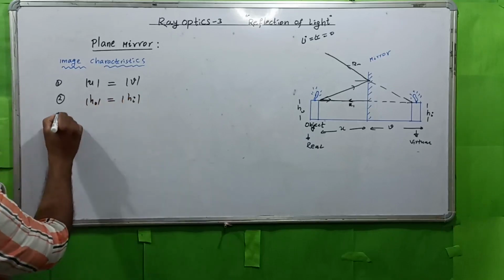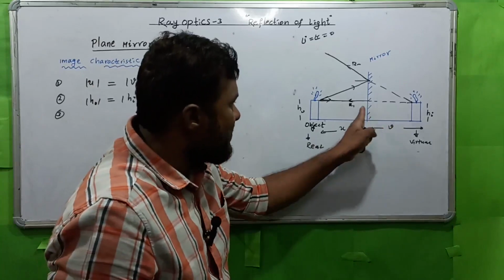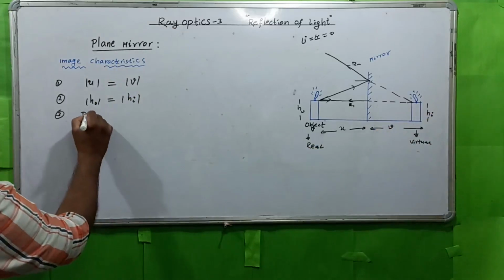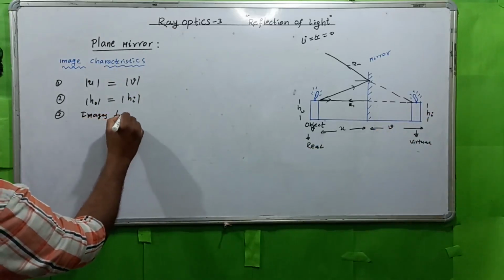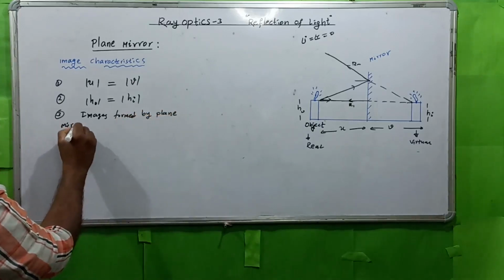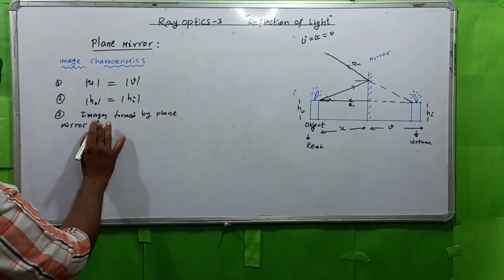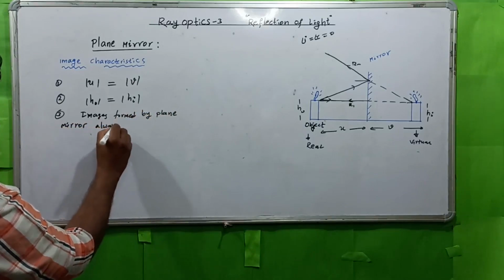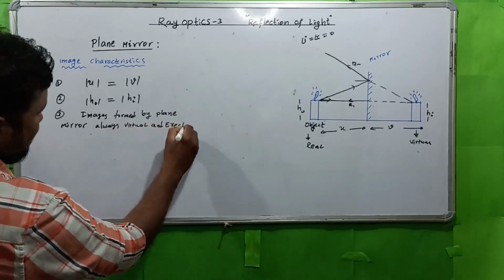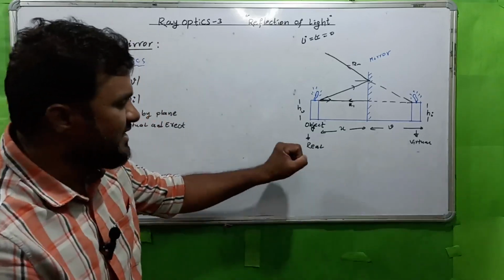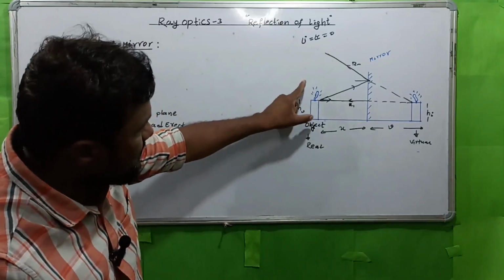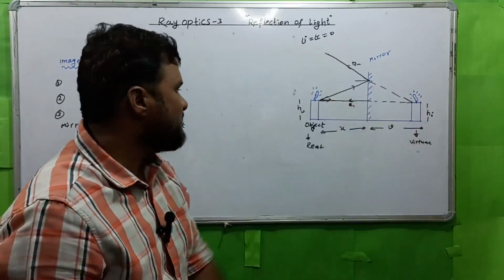Third character, images formed by a plane mirror are always virtual and erect. Virtual image, erect image. Erect means upright. Head as head, top as top, bottom as bottom, like this, upright.